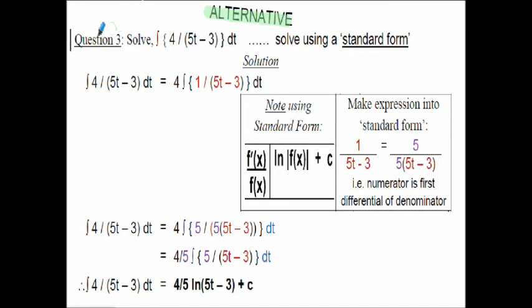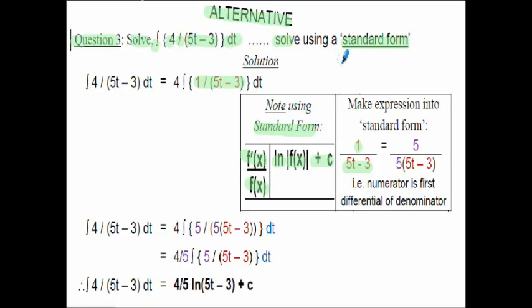Here's an alternative approach to solving question 3. So we're asked to solve the integral of 4 divided by (5t minus 3) with respect to t. But this time we're solving using a standard form in our table. So using item 17 in our table, we have this standard form which says when the numerator is the first differential of the denominator, using the notation f dash x in the numerator and f of x in the denominator, the solution is the natural log of the magnitude of the function of x plus the constant of integration. So in this particular case, in the brackets here, we have 1 divided by 5t minus 3.